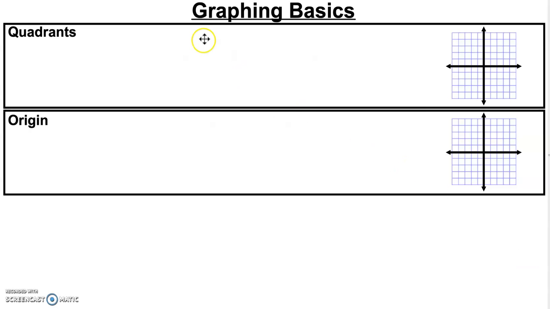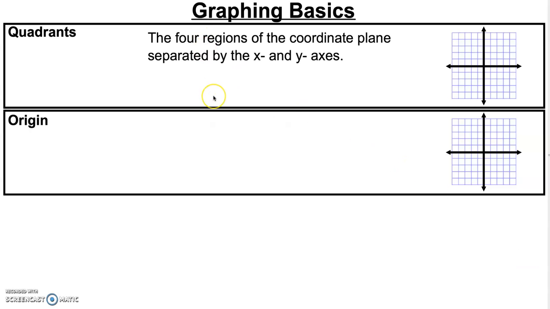Next we have quadrants. Quadrants are the four regions of the coordinate plane that are separated by the x and y axes. You need to know which quadrant is which. The first quadrant is our positives. Second quadrant is to the left of that. Down below is the third quadrant. And then lastly is the fourth quadrant.